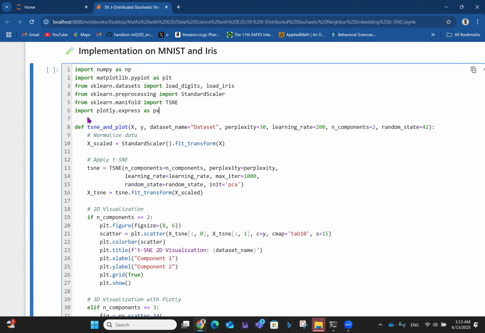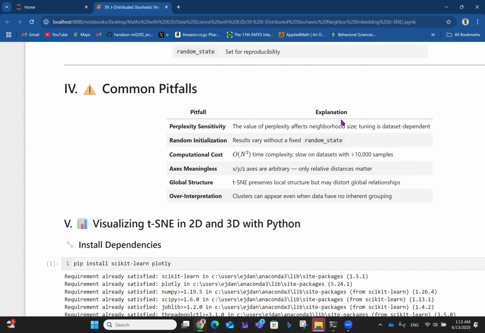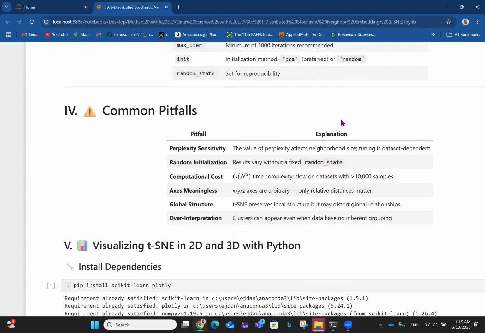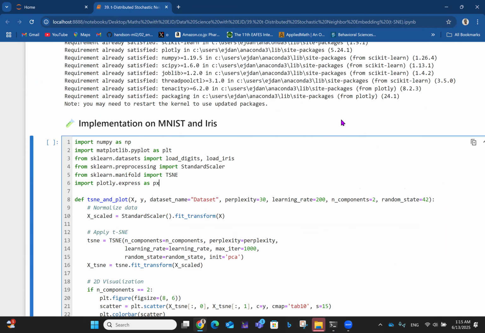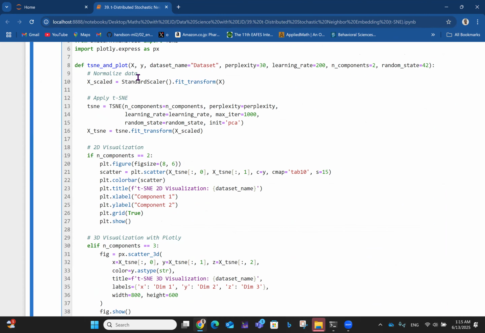So here we are defining t-SNE and plot. We have X, y, the dataset name is dataset, perplexity is 30, learning rate is 200, n_components is 2, random state is 42. These key parameters we saw before, and now we are bringing them in. Then you have normalization. So X_scaled is StandardScaler fit_transform X.